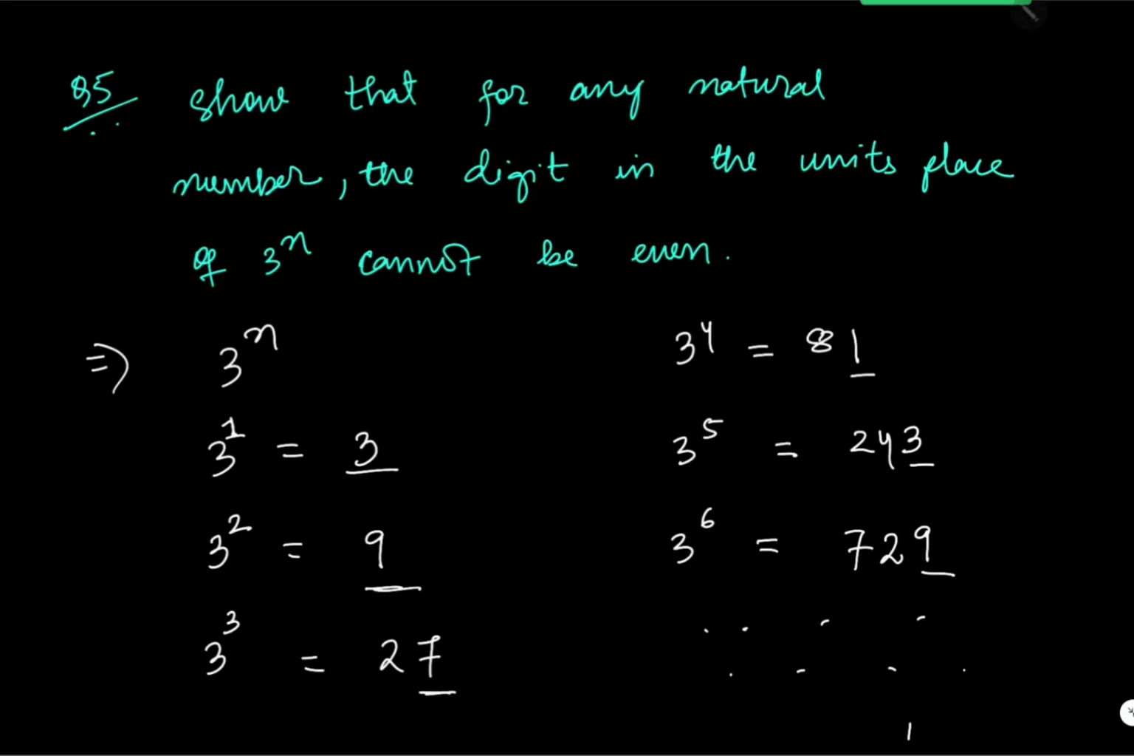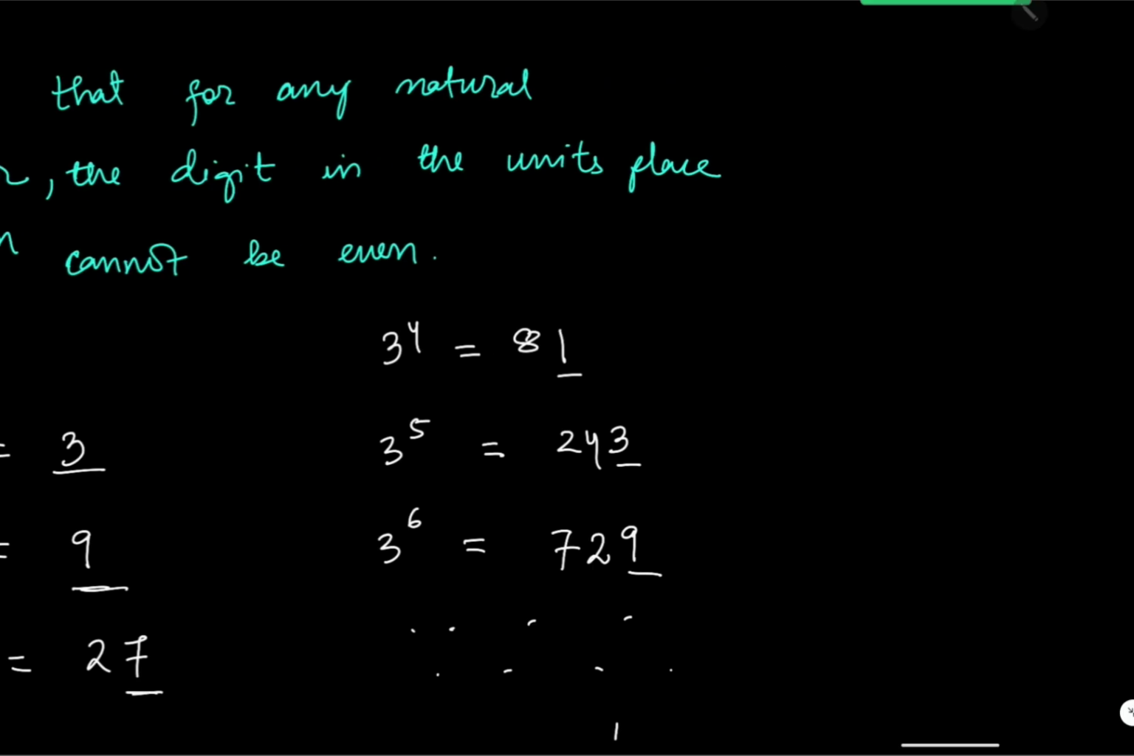And also I would like to mention one thing: after 3 to the power 4, the pattern repeats again. That is, the digit in the units place is 3, 9, 7, 1, and after this it will repeat again 3, 9, 7, 1. You can check that for yourself. I will mention that in the next slide.